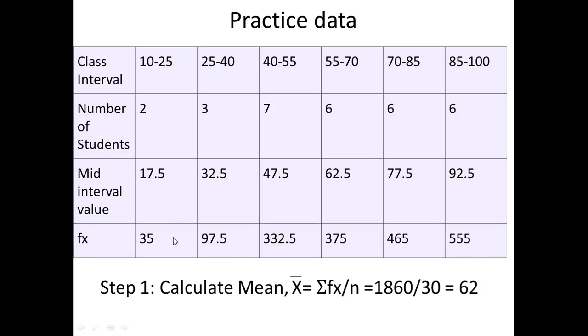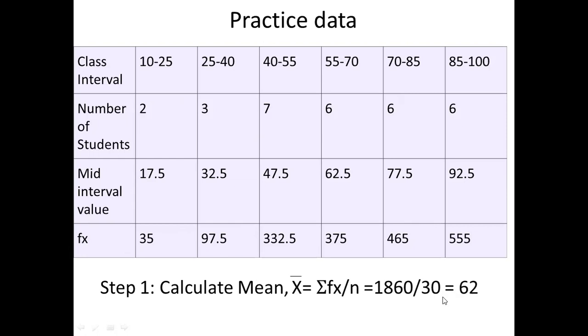Once we multiply that, we get this final row of scores. Okay, and to find out the mean, we add them up. We find the summation of fx divided by the total number of n, which is the total number of frequencies. In this case, it is 30. So 1860, which is the summation of fx, divided by 30, is 62. So our mean is 62.